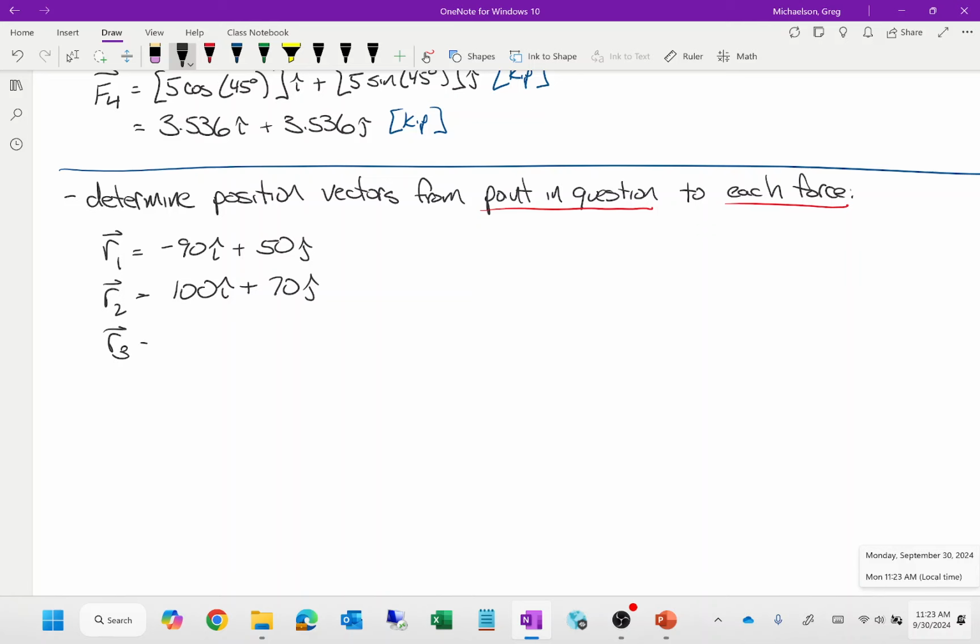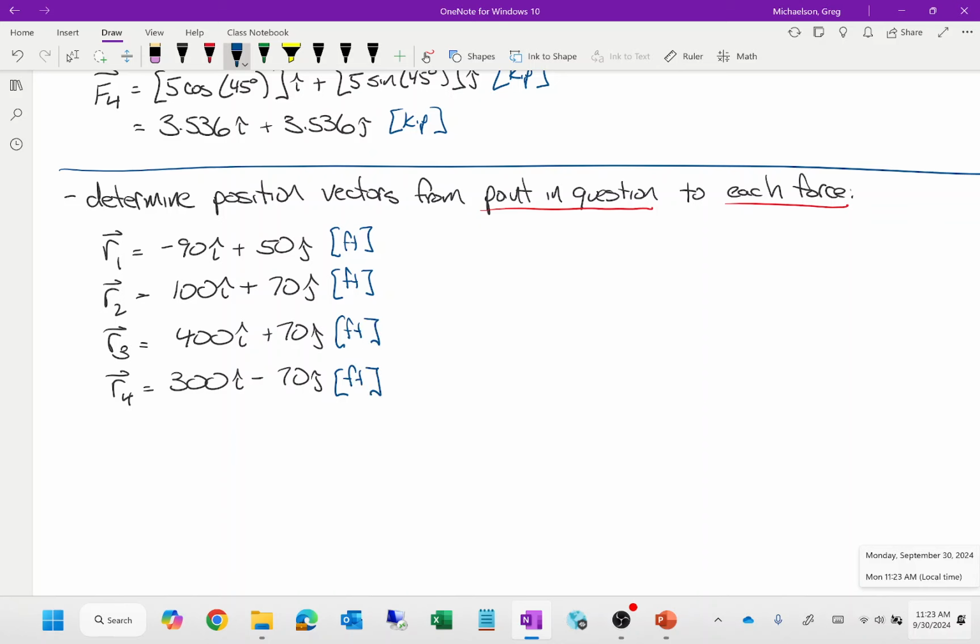I'll just transpose these down. And these are in feet. Okay, that's not too bad, right?